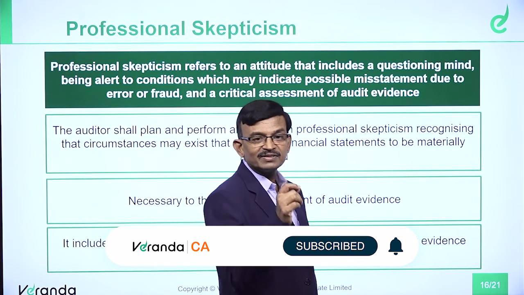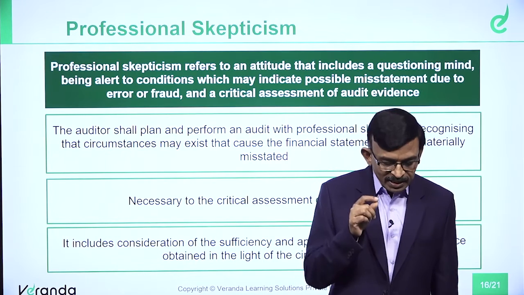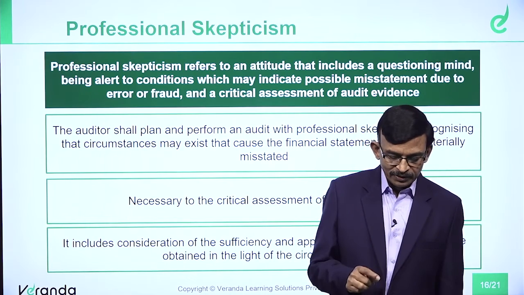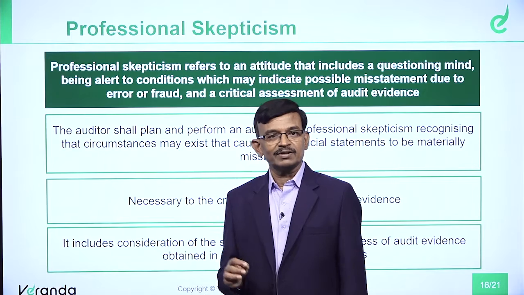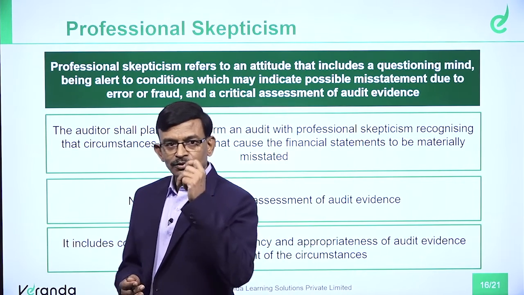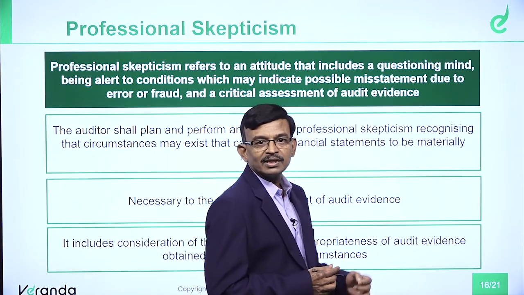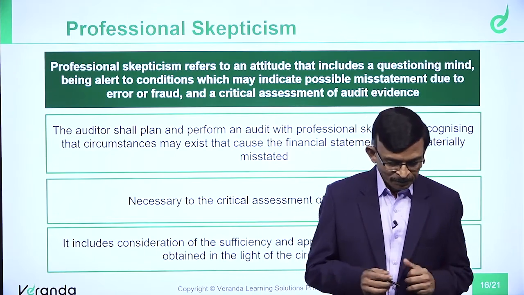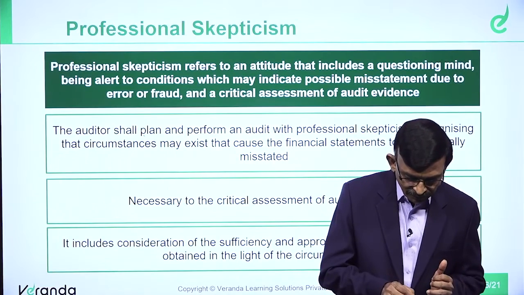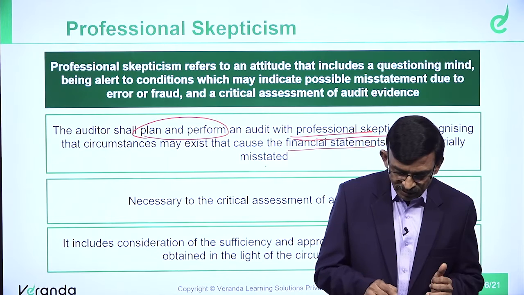So the professional skepticism, whatever evidence which the client gives, I have a questioning mind, being alert to conditions which may indicate that there is a possible misstatement due to error or fraud, and a critical assessment of the audit evidence. That is exactly the definition of that. It refers to an attitude that includes a questioning mind, being alert to conditions which may indicate possible misstatement due to error or fraud, and a critical assessment of the audit evidence. The auditor shall plan and perform an audit with professional skepticism to ensure that the financial statements are not materially misstated.